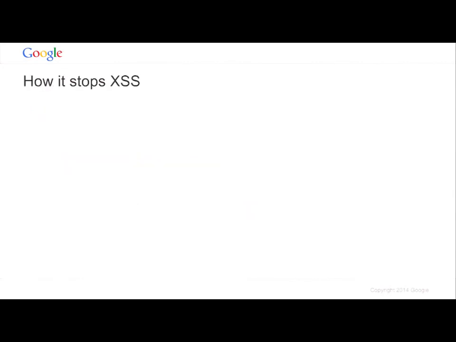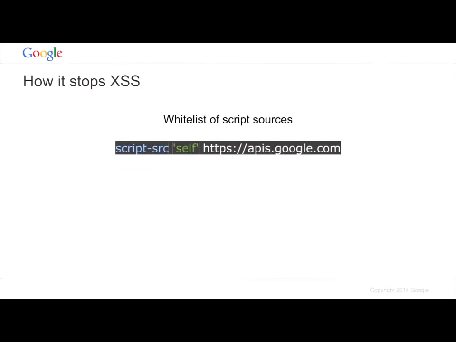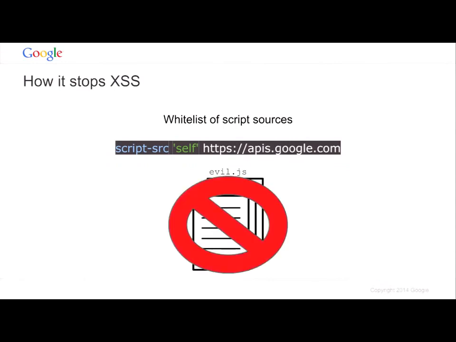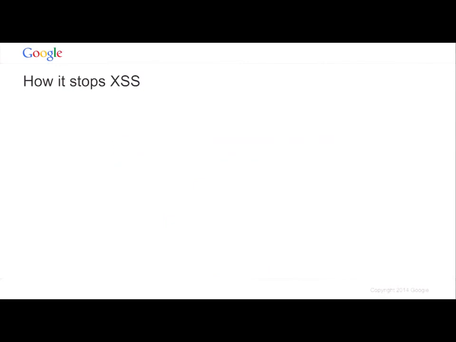So we already talked a little. Let's talk about how it's actually going to stop cross-site scripting here, right? Like we said, it's a whitelist of script sources. This is basically the same thing we saw earlier. If you're loading this page, evil.js, like we saw before, it doesn't let you do that because it's not one of the known sources, right? But there's a couple other tricks here as well. We've got to do a couple other things.